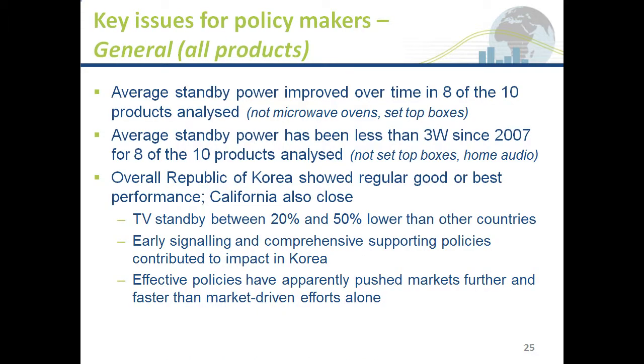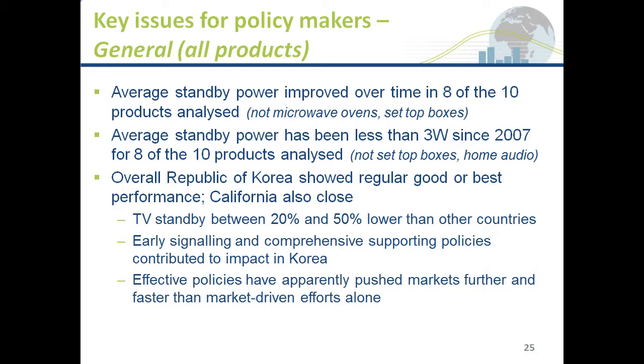So we're rounding off with some key issues and observations drawn from the data that you've seen. Firstly, the average standby power has certainly improved over time in 8 of the 10 product groups that we looked at. Those that have not shown significant improvement are microwave ovens and set-top boxes. We've seen standby power levels being less than 3 watts since 2007 for 8 of the 10 product groups looked at as well. Those that did not achieve less than 3 watts were set-top boxes and home audio.